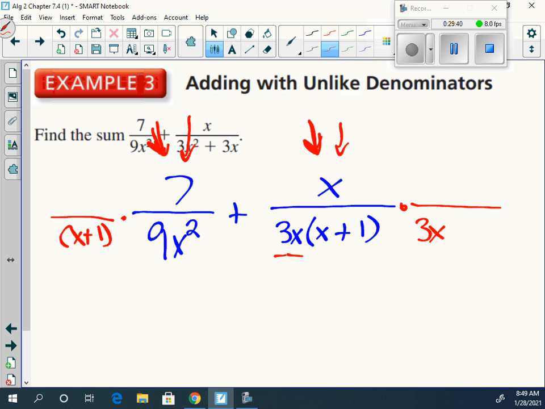Well, unfortunately, I can't multiply the denominators by something without multiplying the top. Because we can't just change the bottom, we also have to change the top. So, with this one here, x plus 1 on the bottom, what would I have on top?